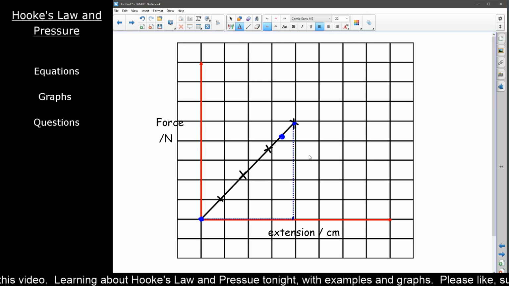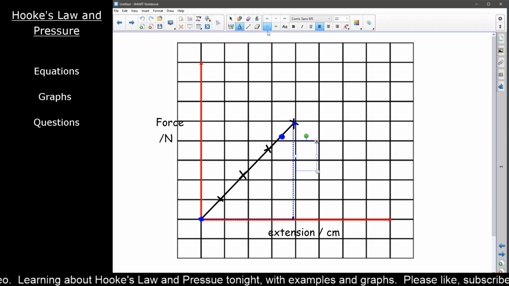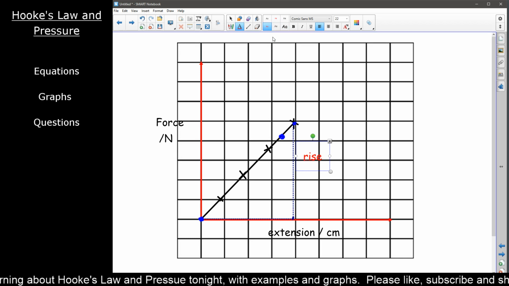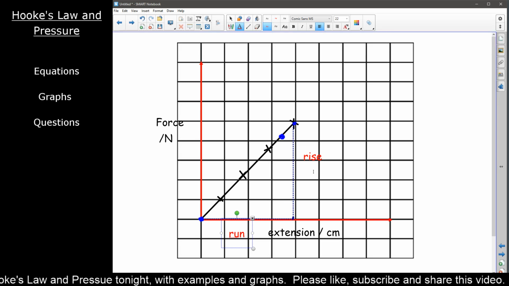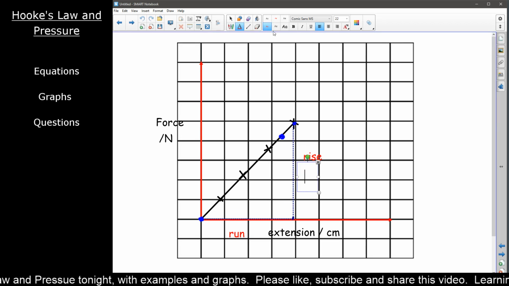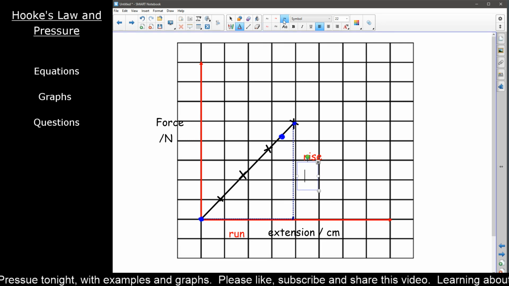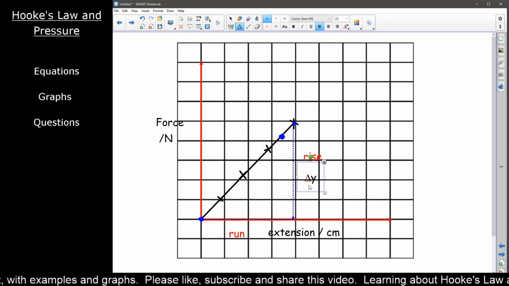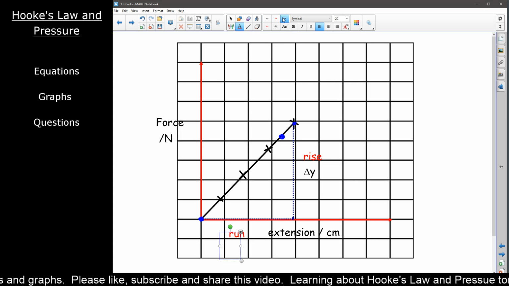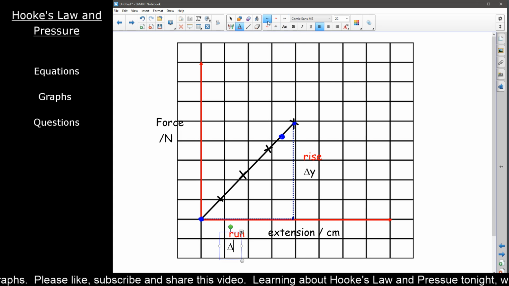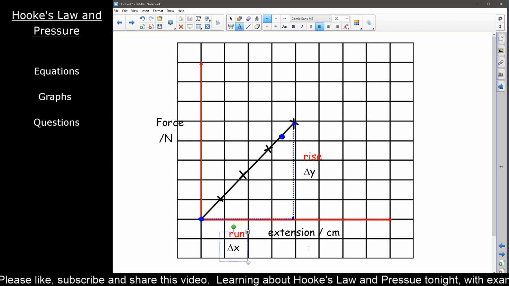This bit here is how high the graph rises up, so this is called the rise, and this bit over here is called the run. If you really like being technical about things, and believe me, I do, this is called delta y, because delta means change, and across here, this is delta x, the change in x.